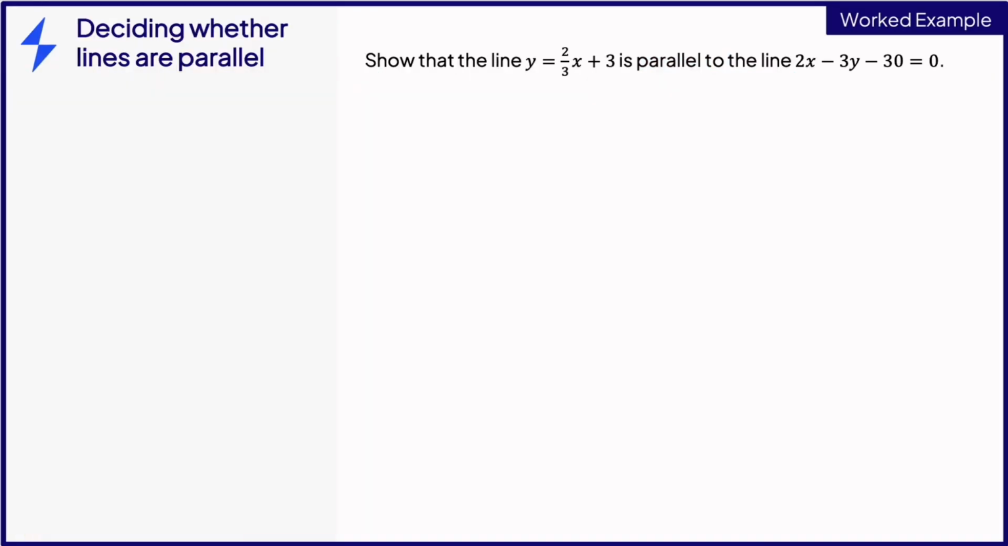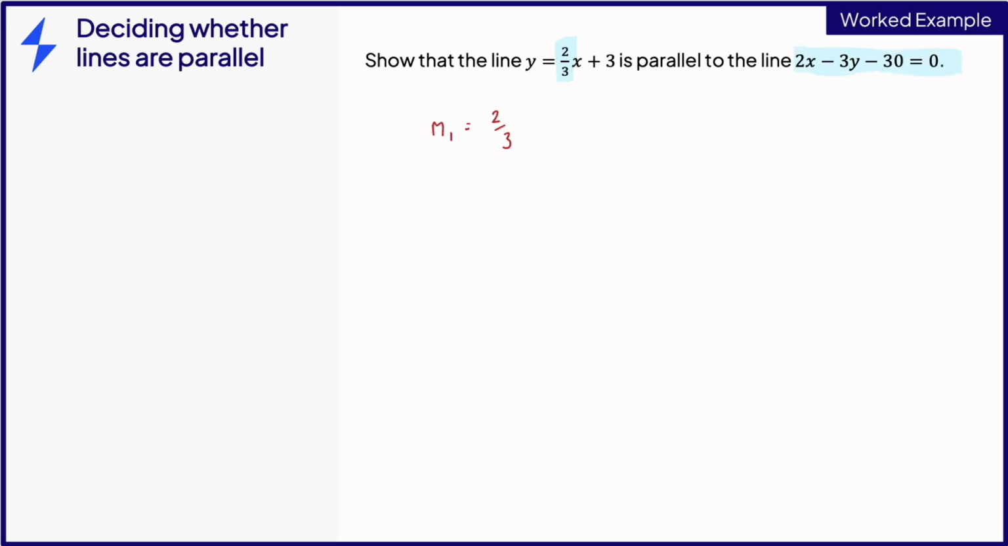Now here we have another typical exam style question where instead of being asked to find the equation of a line, you're given two equations and asked to show whether or not they are parallel. And two lines are parallel if their gradients are equal. So for the first line, y equals 2/3 x plus 3, we can tell straight away that its gradient, which we'll call m sub 1, is 2/3.